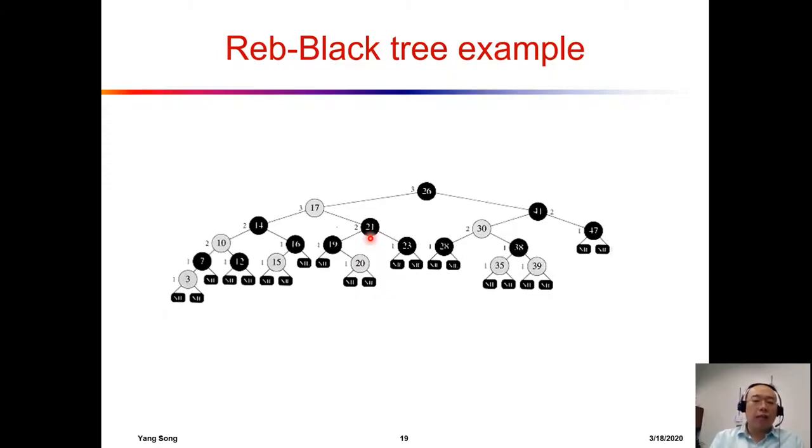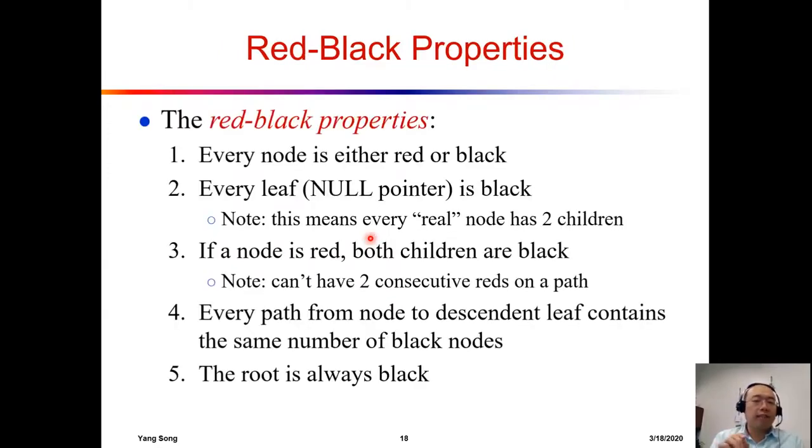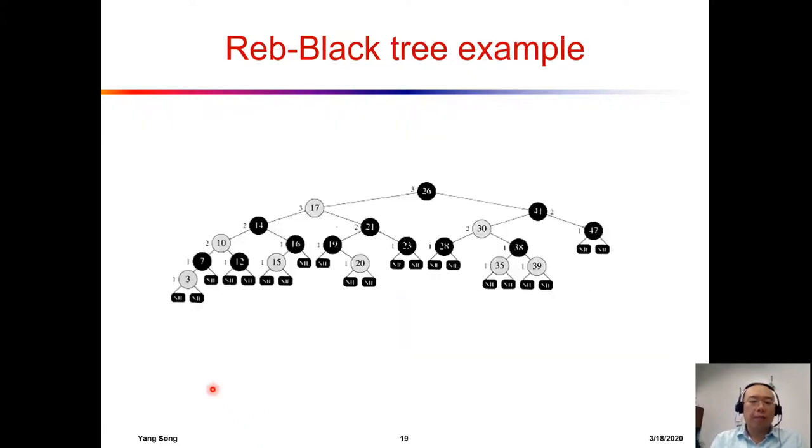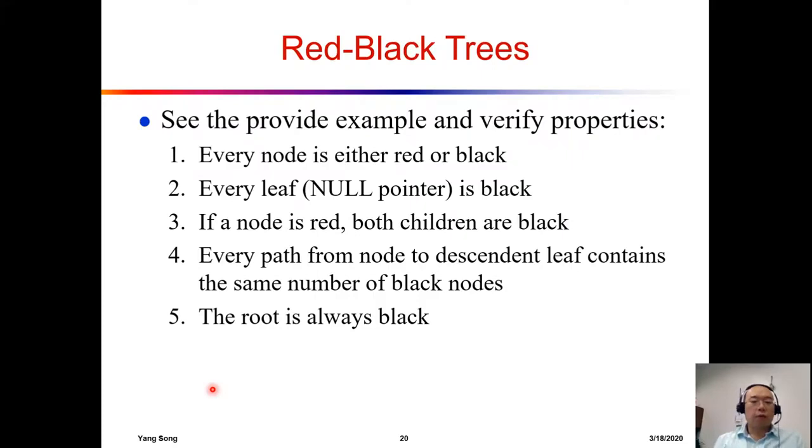Okay, that is defined as the black hat, and we are going to see that very soon. And the last one, the root is always black, so we can see here. So the next part, we want to use the example to verify all the properties, and we kind of have already done that. So all those 5 properties should be true to make a red-black tree valid.